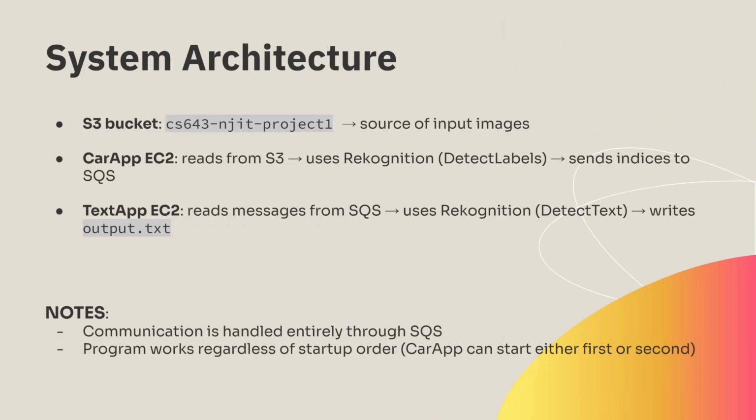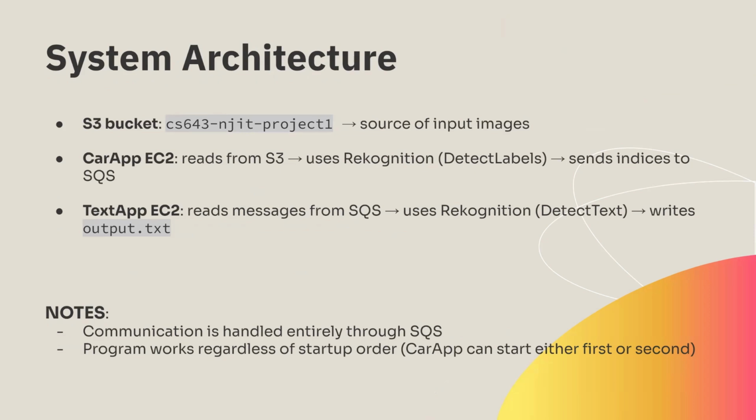Here is the overall architecture of my project. The public S3 bucket, which was provided in this course, contains a set of car images. CarApp scans each image with Rekognition's Detect Labels API to check if a car is present. If it detects a car, it will send the image index number to an SQS queue.